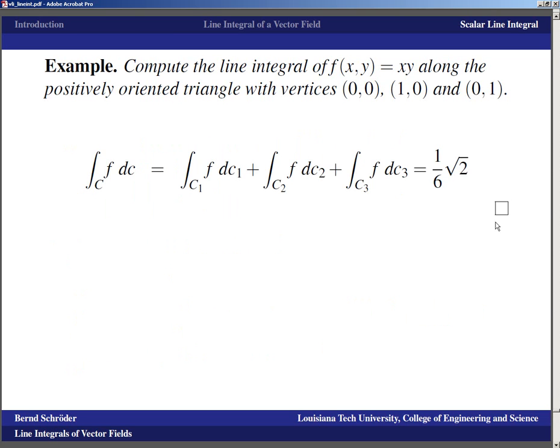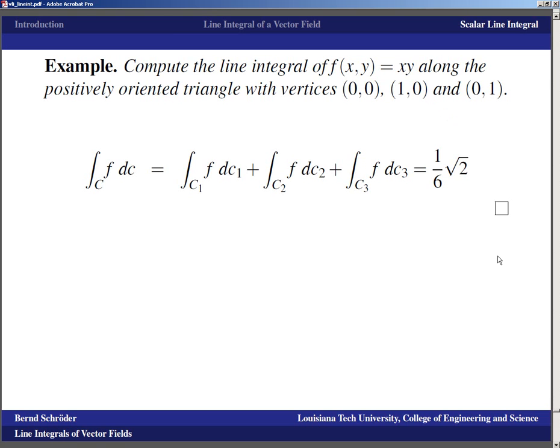So if this was something that has density, then it would actually be something very unrealistic, because we're integrating along pieces that have density 0, which basically means that it's not a physical object.